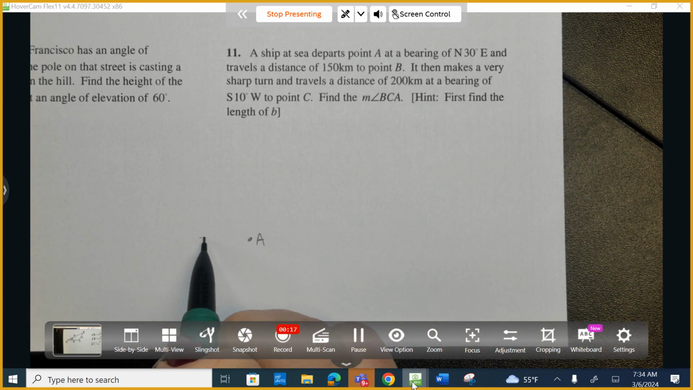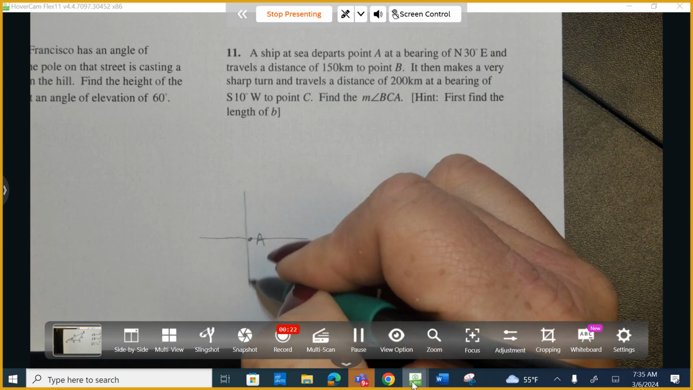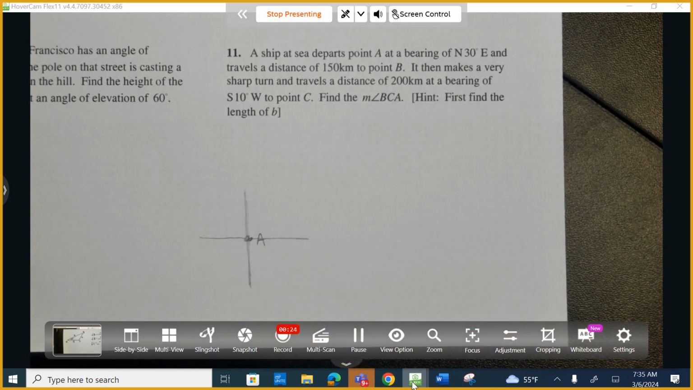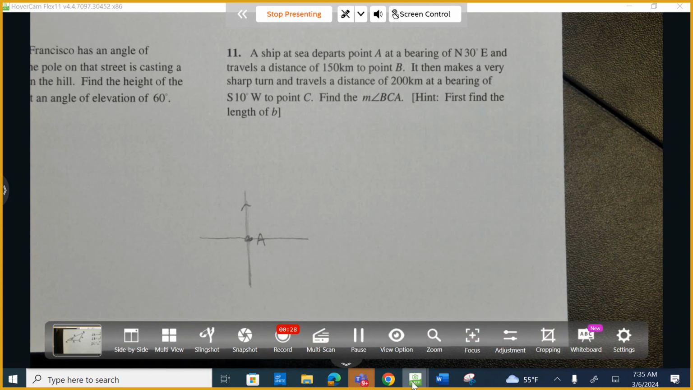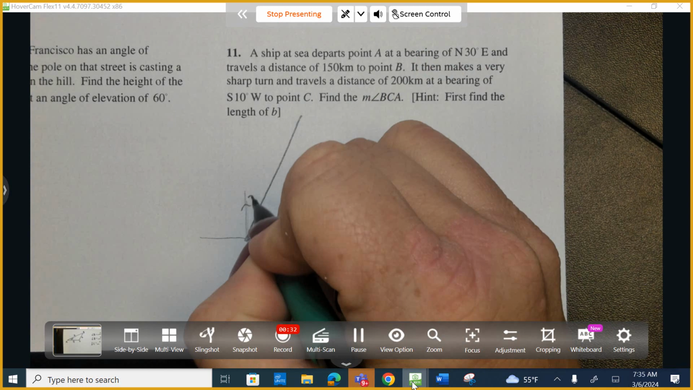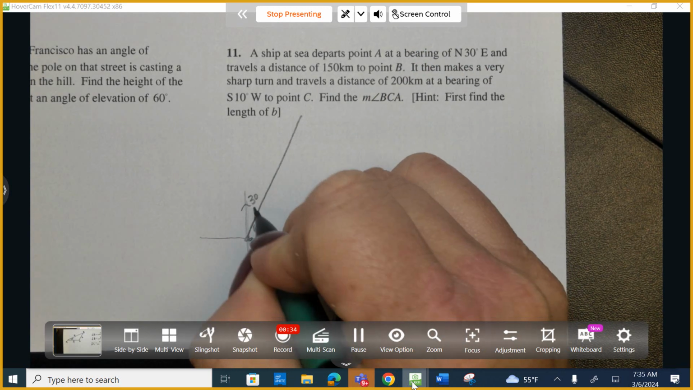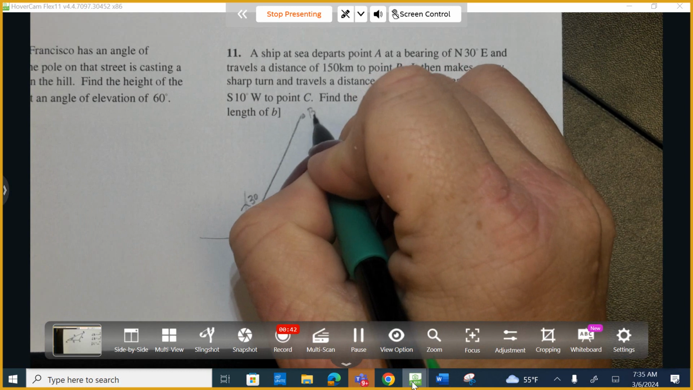When we're talking about bearings, I'm going to make right away my X and my Y axis. I'm going to head north, and then I'm going to swing to the east 30 degrees. Okay, this is 30. I know that makes this 60 because they have to add up to 90. And yes, it goes a distance of 150 kilometers. I'll come back to that later on. And then we reach point B.